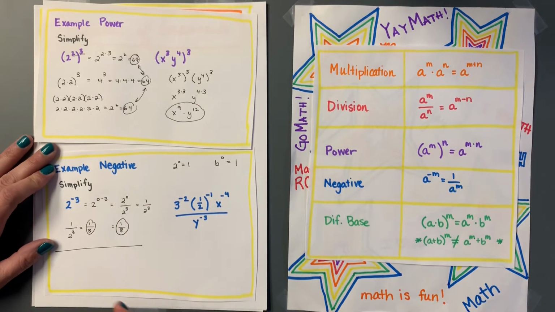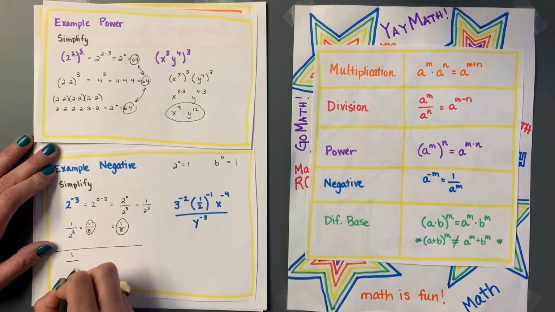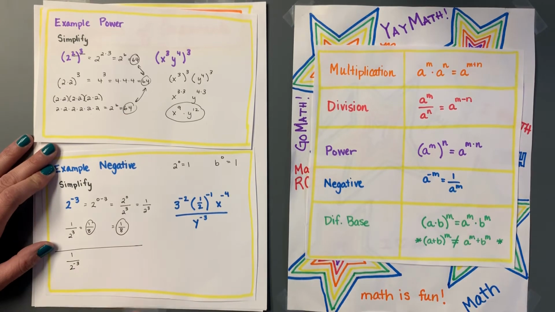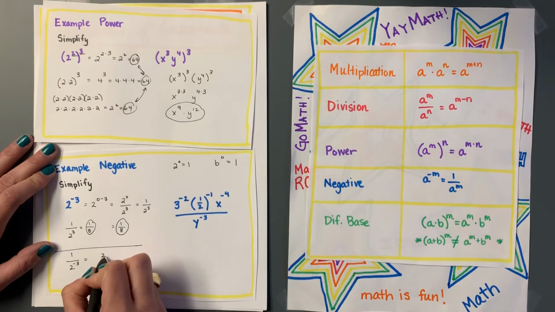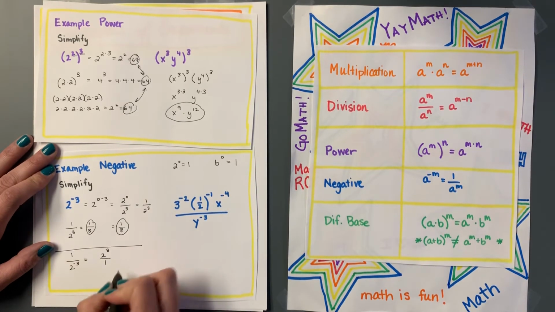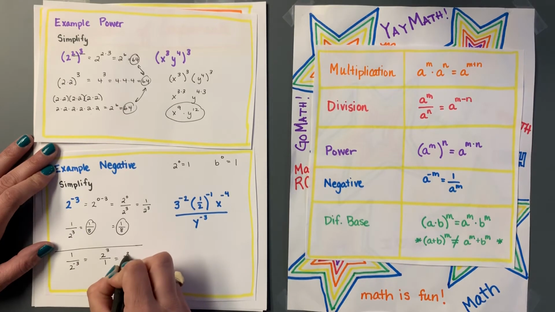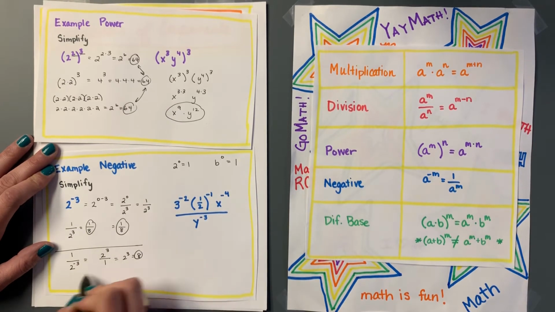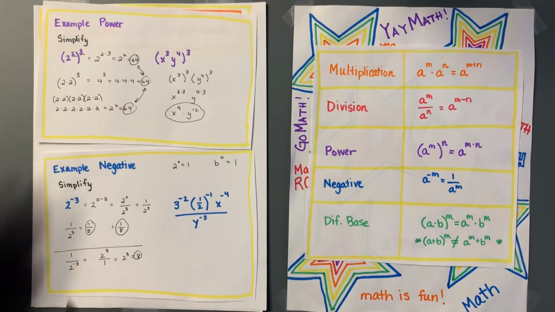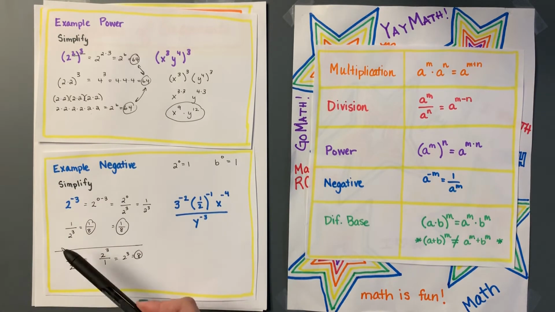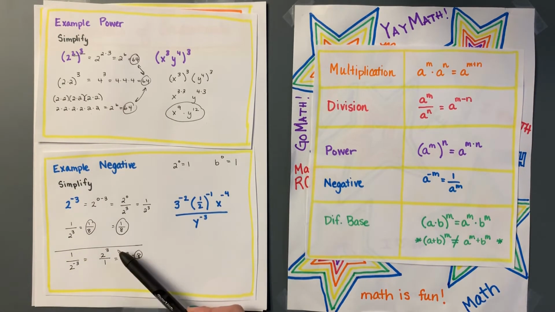Another thing to think about, if I have 1 over 2 to the negative 3, I'm just going to end up moving this up to the numerator, and this will become 2 cubed over 1, which is just 2 cubed, or 8. So 1 over 2 to the negative 3 is just 2 cubed. So a negative exponent means move the term between the numerator and the denominator.